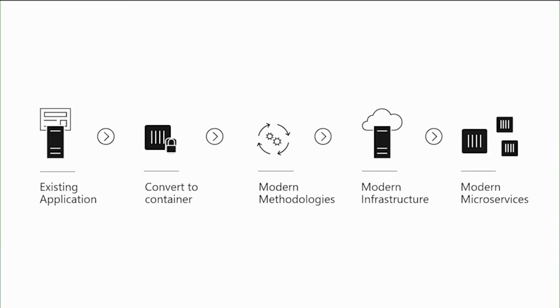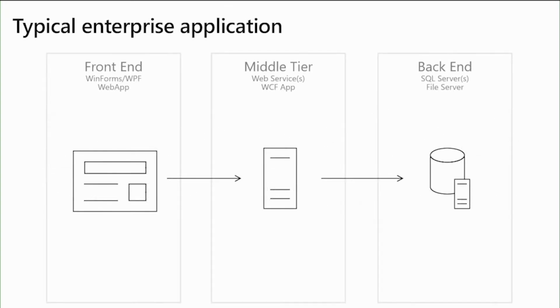So we're going to talk about a pattern today. We're going to take that existing application. We're going to convert it into a container. That's going to allow us to leverage these modern methodologies, CI/CD and active deployments and deploy every day and all of those kind of things on modern infrastructure. That infrastructure could be Server 2019 on-prem, it could be in the cloud, it could be in Azure, of course. And we're going to give our developers the opportunity to leverage these modern microservice patterns to take advantage of those new paradigms. So let's dig right in.